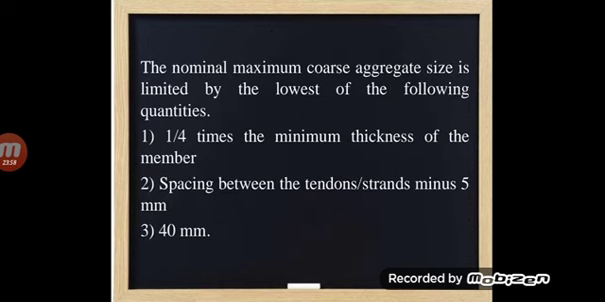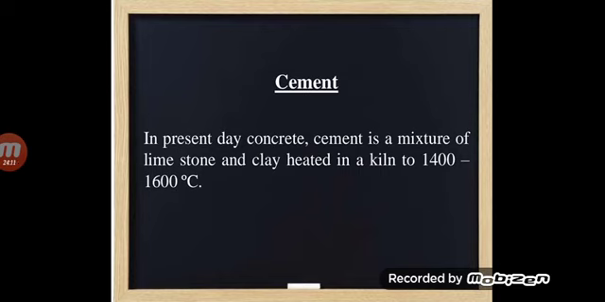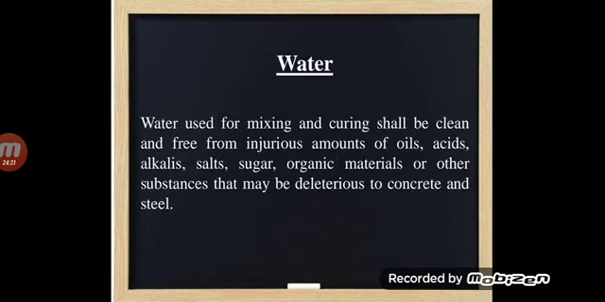The nominal maximum coarse aggregate size is limited by the lowest of the following quantities. First one, 1/4 times the minimum thickness of the member. Second one, spacing between the tendons or strands minus 5 mm. Third one, 40 mm. Next one, cement. The present day cement is a mixture of limestone and clay heated in a kiln to 1400 to 1600 degrees Celsius. Next one, water. Water used for mixing and curing shall be clean and free from injurious amounts of oils, acids, alkalis, salts, sugar, organic materials or other substances that may be deleterious to concrete and steel.